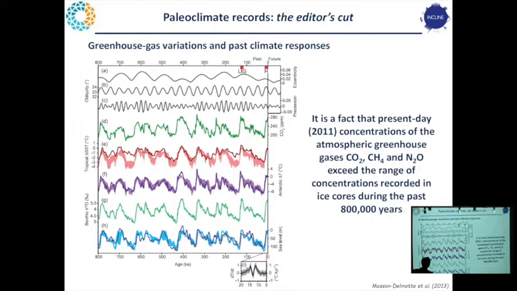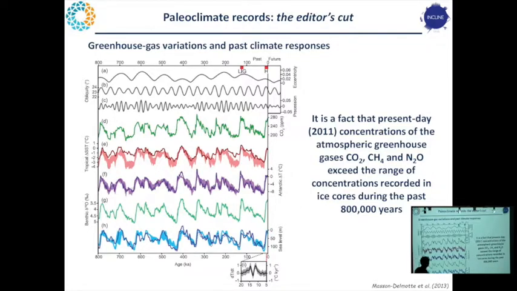All right, my aim here is to show that it's a matter of fact. Present, this is 2011, all right? Concentrations of the atmospheric greenhouse gases, in this case CO2, exceed the range of concentrations recorded in ice cores during the past 800,000 years. There is no way out of this. This is simply a matter of fact. We cannot argue against this. It's simply and clearly here. All right?